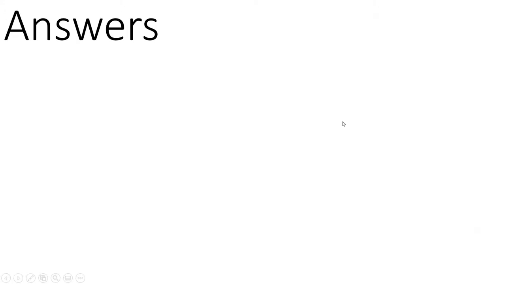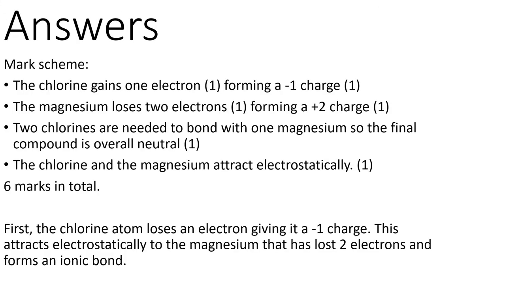Okay, the answer that I've got. So I thought it was a 6-mark question. Our first mark for saying that chlorine gains 1 electron. We've got to be specific with how many electrons. So chlorine is going to gain 1 electron. Second mark for saying it forms a -1 charge. Third mark for saying magnesium loses 2 electrons.